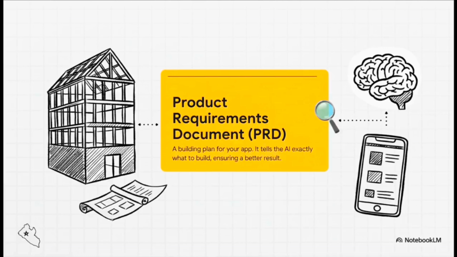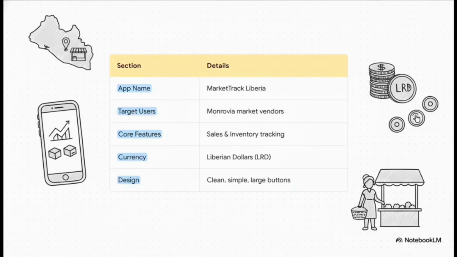Your PRD tells the AI builder exactly what it needs to know. Check out this simple example for an app we'll call Market Track Liberia. Notice how specific it is. It clearly defines the users, the main features, and even tiny details like using Liberian dollars and having large, easy-to-tap buttons. This level of detail is what makes the AI build you something great.